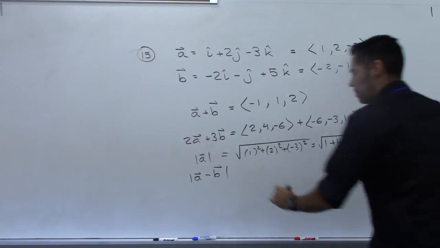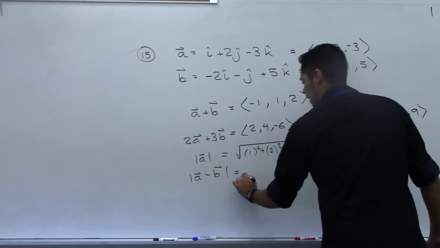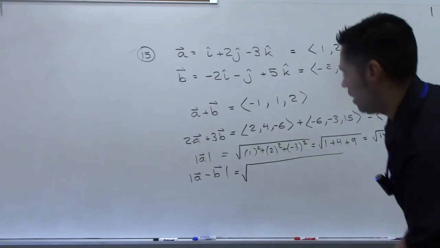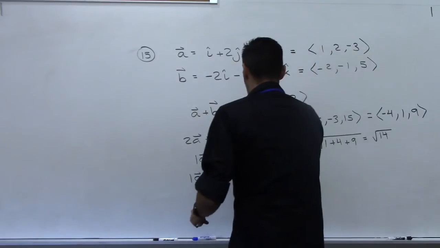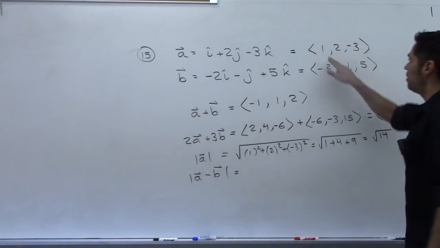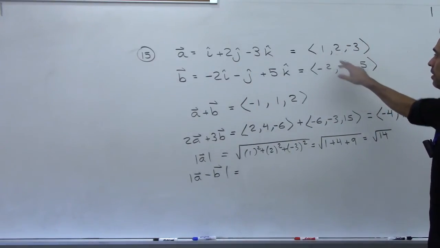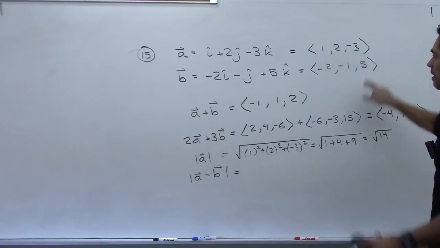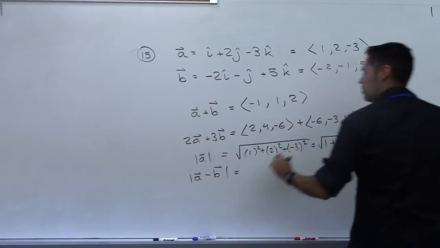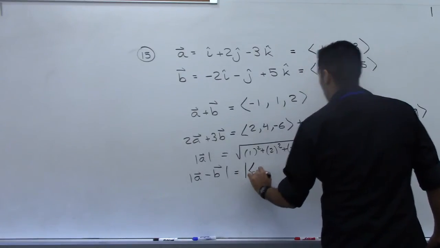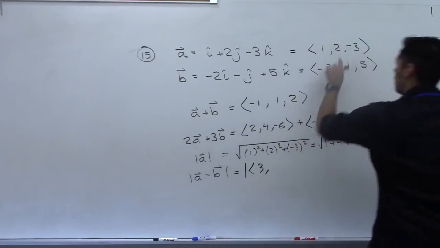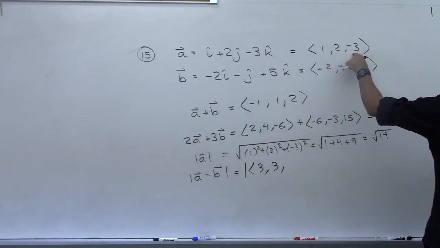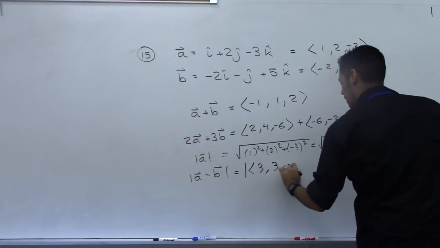And then A minus B, the length of it. So let's figure out what A minus B is first. A minus B is this vector, take away this vector. So you're going to do this component minus that component, this component minus that component, this component minus that component. So 1 take away negative 2 is 3. 2 take away negative 1 is 3. Negative 3 take away 5 is negative 8.